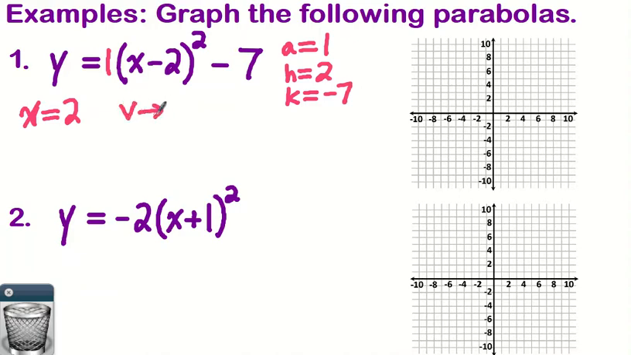What's my vertex? Isn't my vertex literally h comma k? So my vertex is 2 comma negative 7. If you're actually graphing this, 2 comma negative 7. There's the vertex of my parabola, right there in the equation, right in front of your face. So doesn't it make sense that the axis of symmetry would be x equals 2?